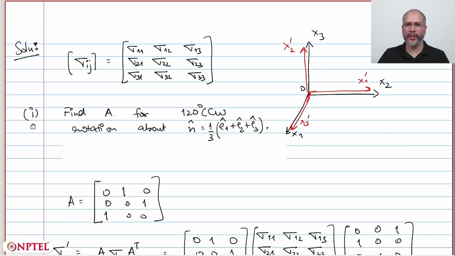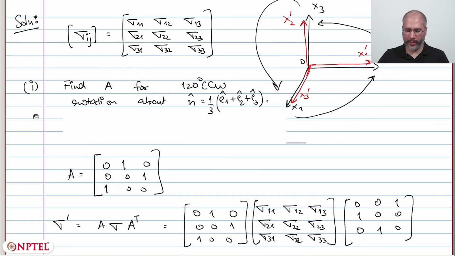And if I rotate it 120 degrees, I'll see that E1 hat or x1 will go to x2. Another 120 degrees and it goes to x3. Another 120 degrees, it comes back to the original location. So using this, we can find the transformation matrix A now. So since x1 prime coincides with x2, this component is 1 because the first index, that is the row index in the transformation matrix, denotes the primed axis.